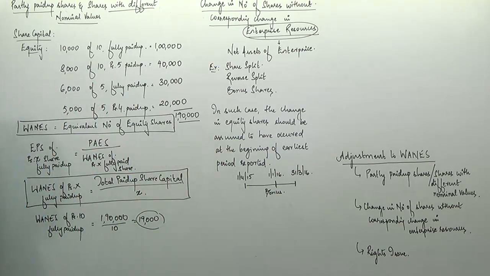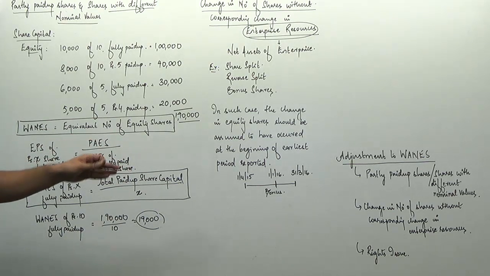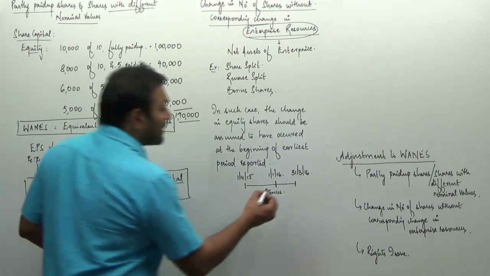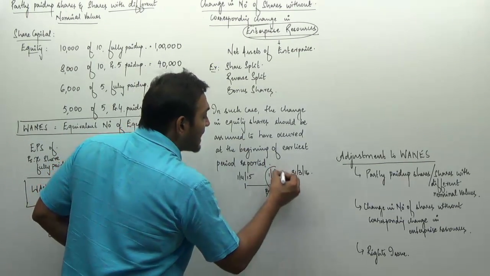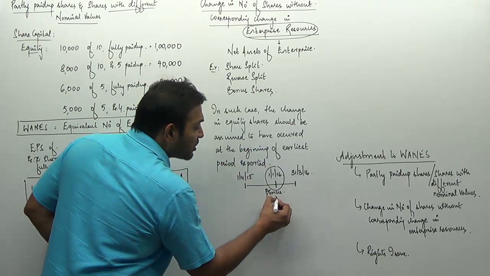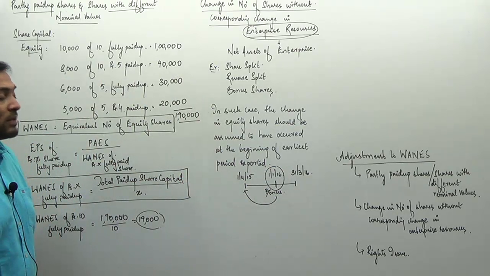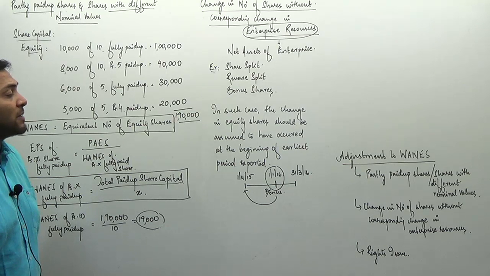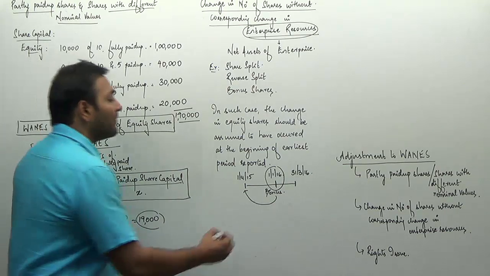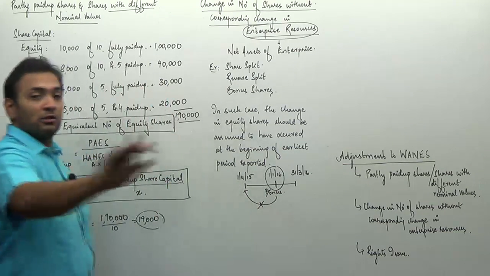What did I say? When there is a bonus, which is nothing but a change in the number of shares without a corresponding change in enterprise resources, then such bonus shares should be assumed as if they had been issued at the beginning of the earliest period reported. That means even though the shares were issued on 1st Jan 2016, I will assume that such bonus shares existed even on 1/4/2015, the beginning of the earliest period reported, and this statement is 100% false.